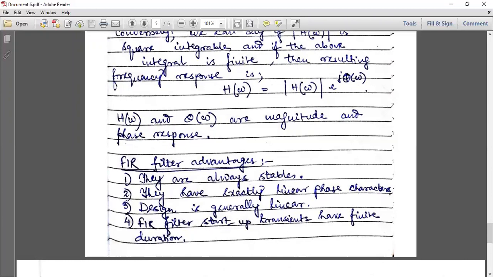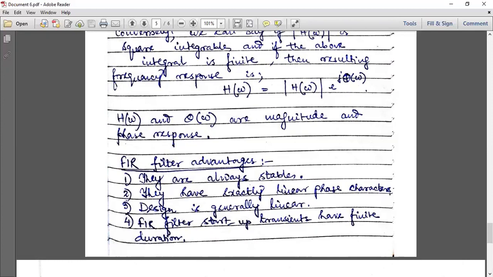Okay, the integral becomes infinite, and from here we can conclude that any ideal filter is non-causal. Any ideal filter is non-causal. Okay. Now, in the note, you see FIR filter advantages.